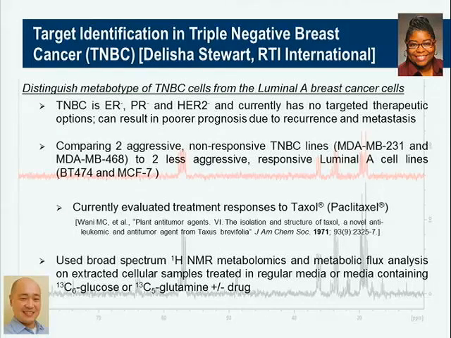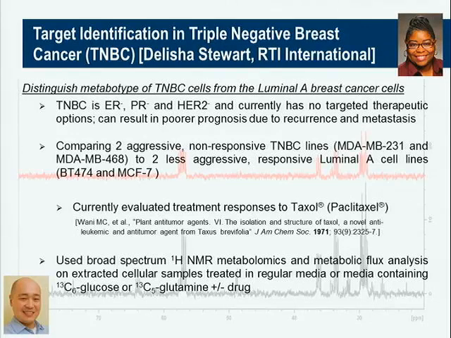I wanted to mention this study. It has to do with breast cancer, but it's just to talk about the fact that we can do cell work and why we would do it. So in this case, Delisha Stewart, who's in my group, is working on developing a method to screen drug candidates for impacting triple-negative breast cancer. So we're trying to identify a target and then to screen drugs.